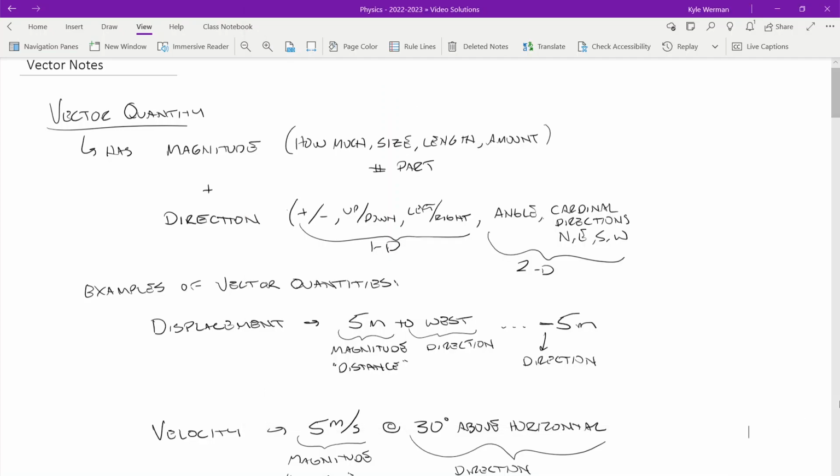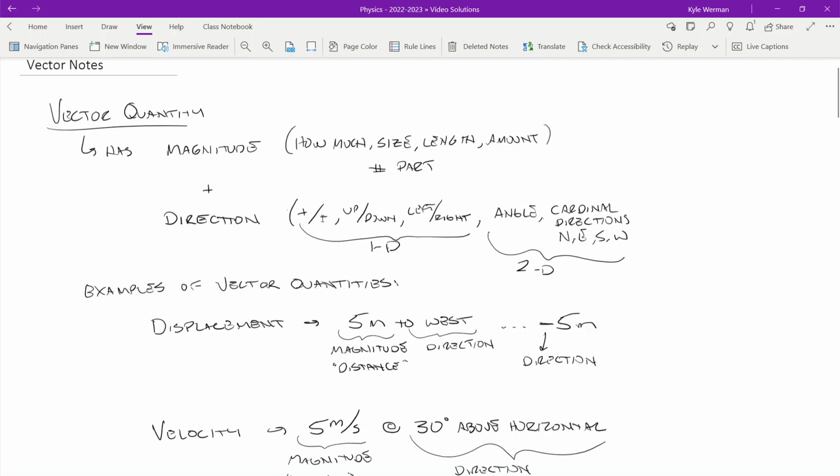Let's talk about vector quantities. Again, a vector is anything that has magnitude and direction. So when we talk about magnitude, it's how much, the size, the length, the amount, and that would be like the number. So 30 meters per second, the 30 is the magnitude, but velocity also has direction. Velocity is a vector quantity.